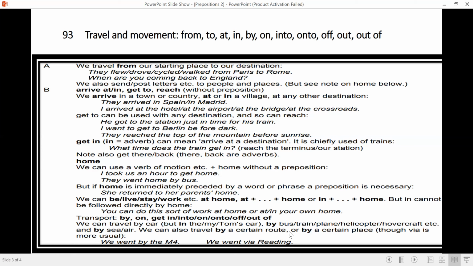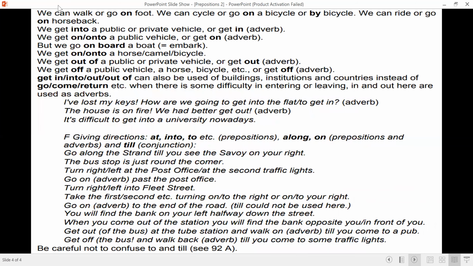And we can also travel by a certain route or by a certain place, though via is more usual. You can also say we went by the M4. M4 is the name of a road. We went via it, so via can also be used. We can walk or go on foot. All right. For foot, you will use on foot.